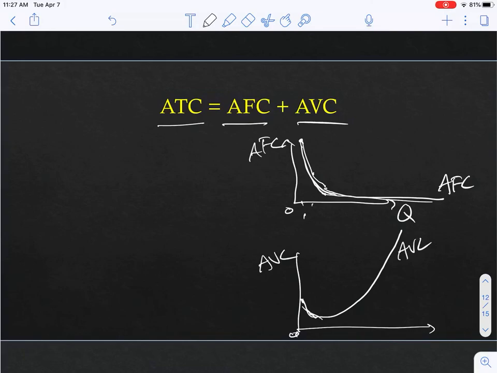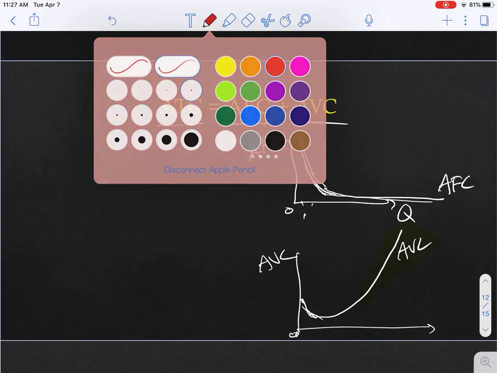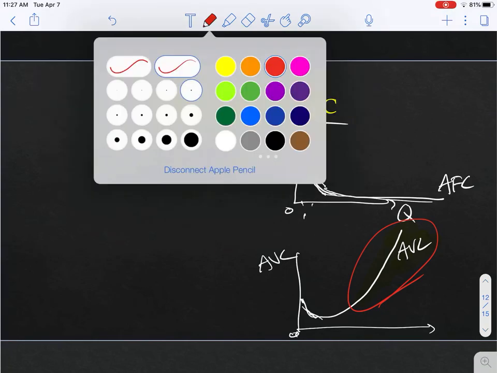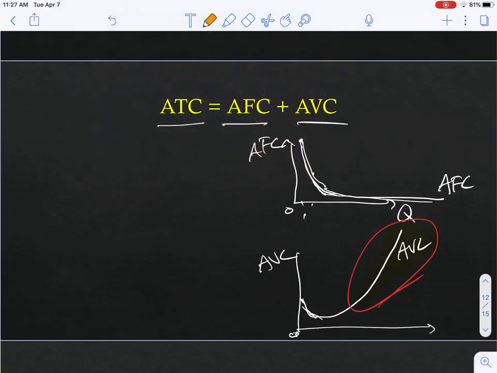So average variable cost over a long range, let me highlight that for you, right in this range right in here. The highlighting's not showing up. Let's try circling it. For a long range, it's increasing. And so this is the part that we wanted to get to.